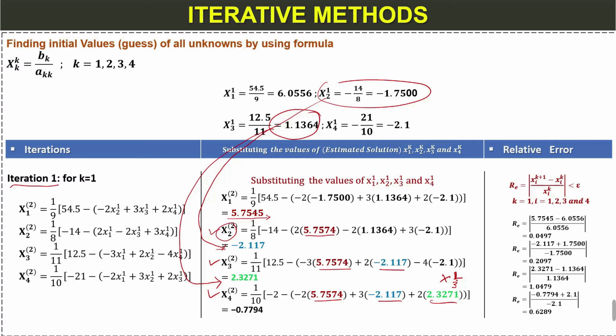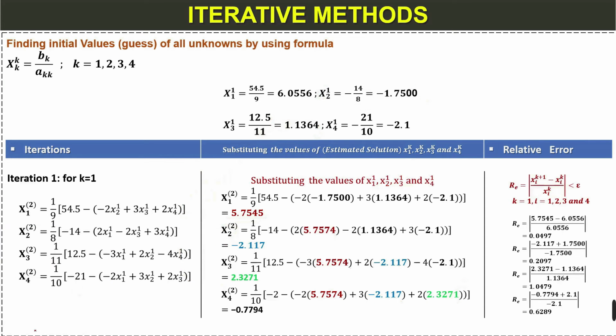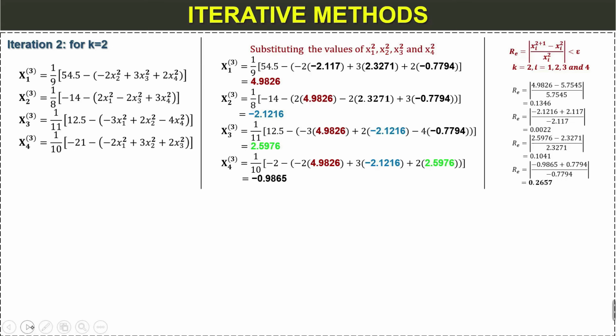Okay, so this is the difference between the Jacobi and the Gauss-Seidel method. For iteration number 2, we have the fourth system of linear equations, and we substitute the values of all these unknowns x21, x22, x23, and x24. After substituting and simplifying, we get the new estimated solution, and now we use this new estimated solution to calculate the rest of the unknowns.